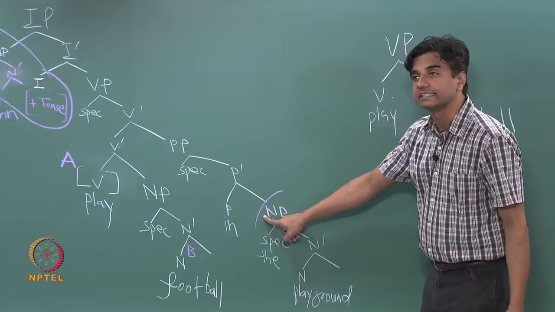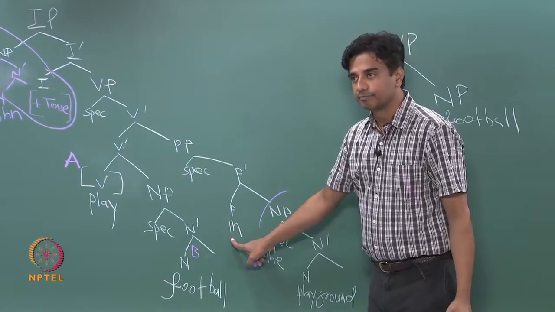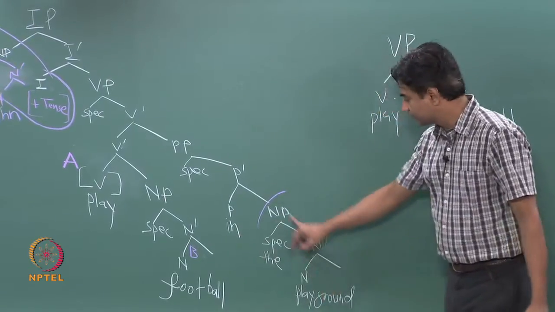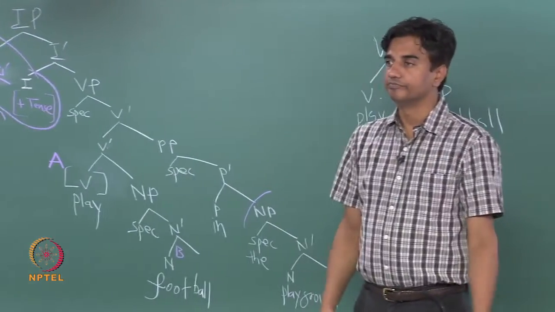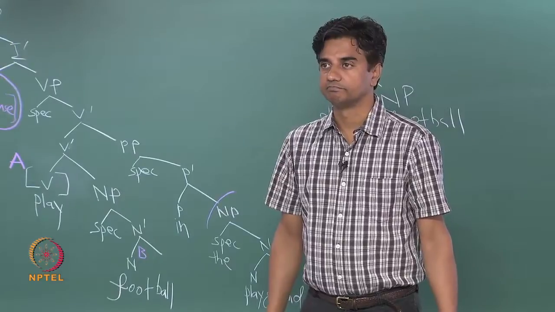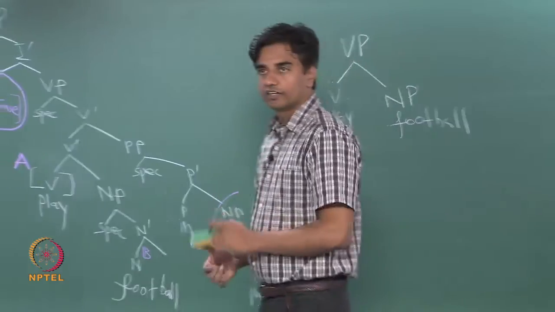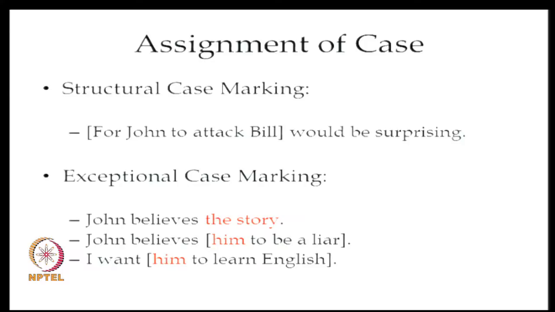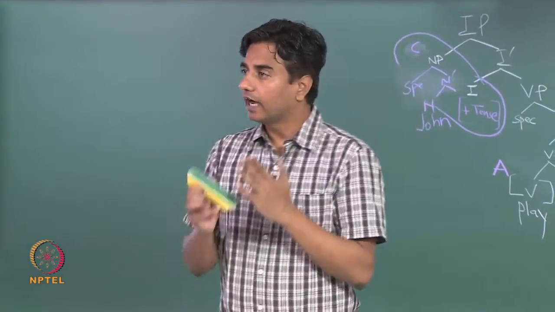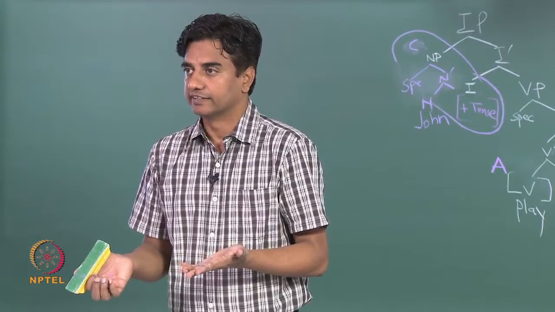This NP needs a case, and the assigner of case to this NP is this head. This preposition assigns accusative case to this NP under the notion of C-command. Get it? Now, so far we have seen just two things: C-command, M-command, and how these two notions take care of nominative case and accusative case.